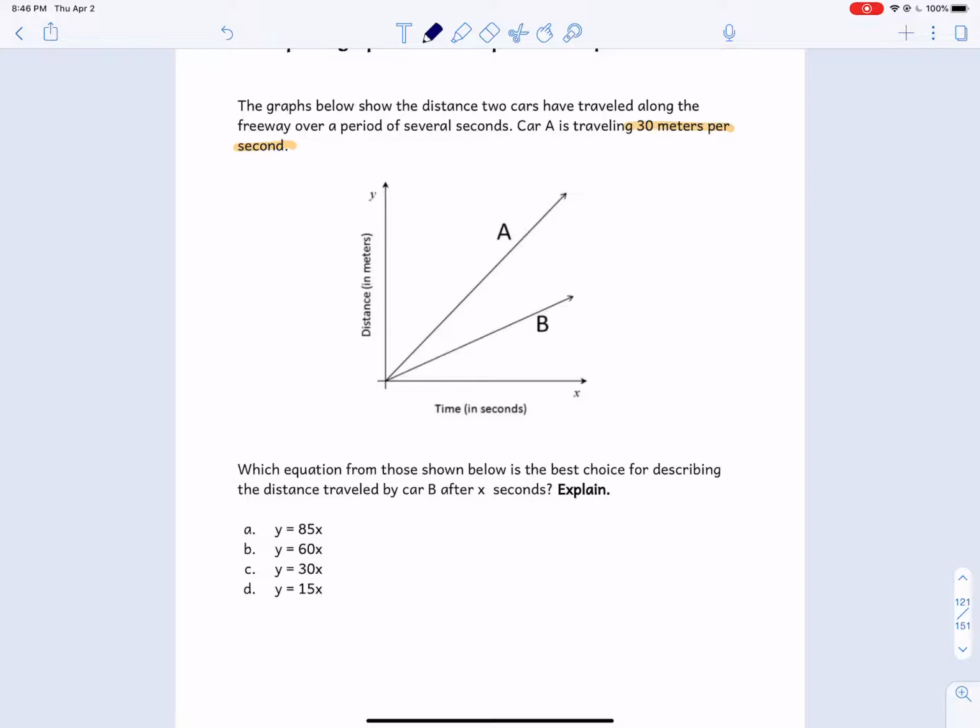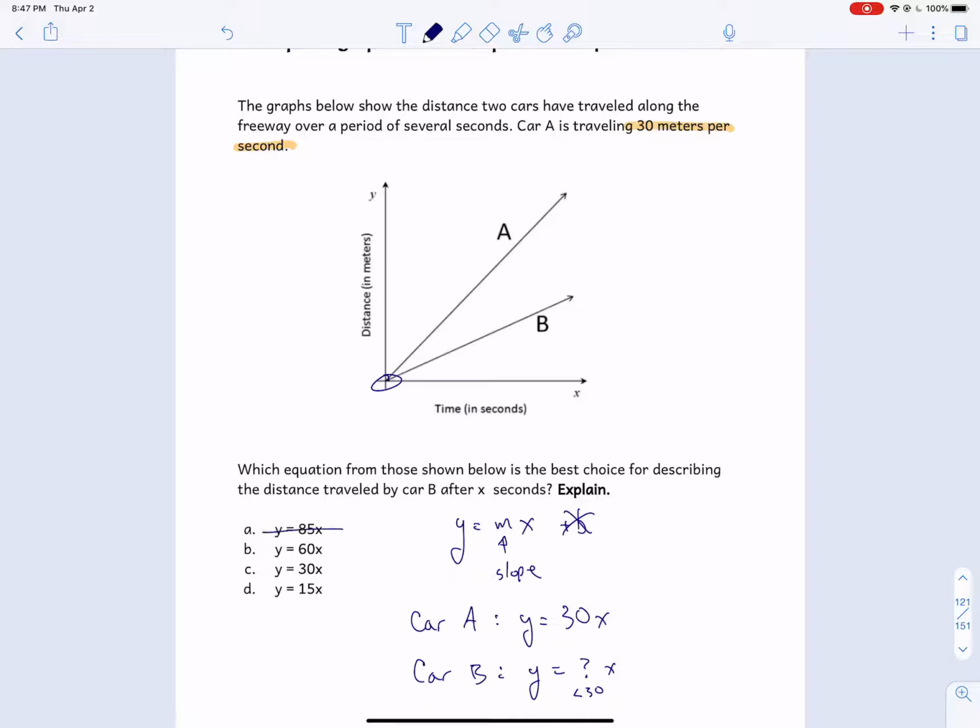So let's look at our choices here. Remember, y equals mx plus b. b is 0, so we don't have that. m is our slope. So the equation for car A would be y equals 30x. We want something less than 30. So y equals some number here, but it has to be less than 30, because it's going slower.